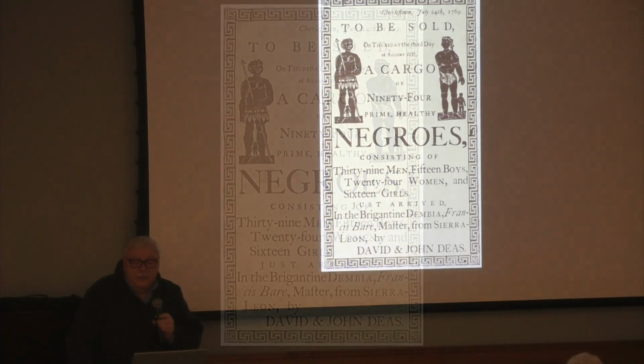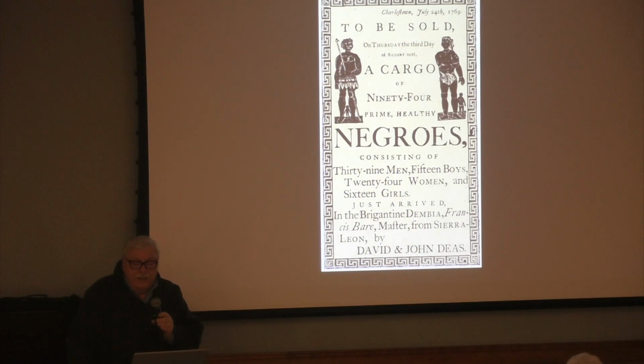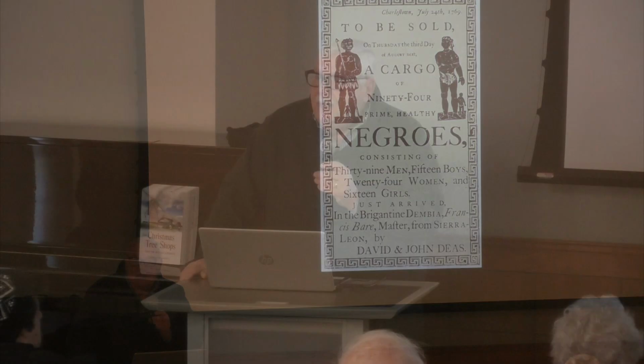This appeared on the Thursday, the 3rd day of August, a cargo of 94 prime healthy Negroes consisting of 39 men, 15 boys, 24 women, and 16 girls just arrived in the brig Dembia from Sierra Leone. This would happen throughout the colonies, not just Boston. But in this instance, many of us realize that Boston had slavery as late as 1781.